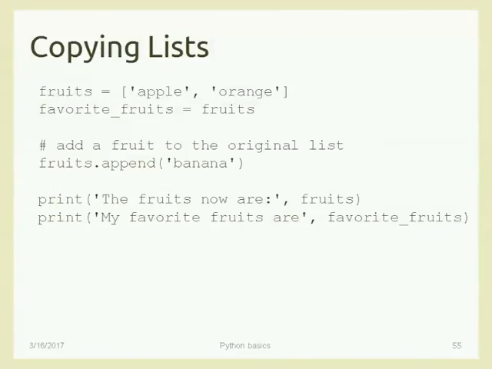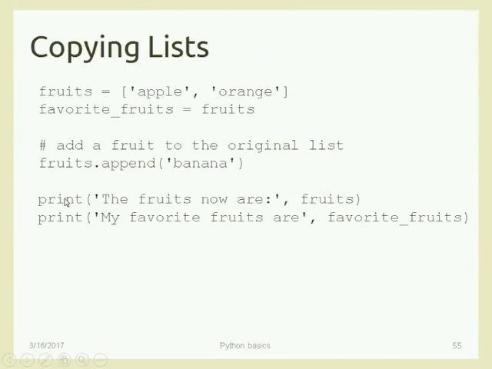So, again, a list. Let's read this one. I have a list that is the same as before, that is fruits. And in this list, I have two strings. One is apple and one is orange. And then I create a new variable that is favorite fruits, and I put it equal to fruits. Then I want to add a fruit to the original list. So I act on the original fruits list, and I add this other fruit.